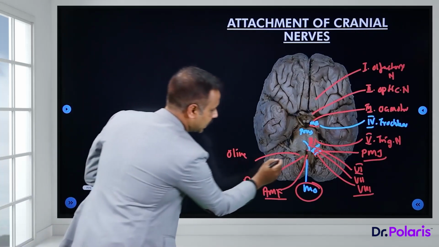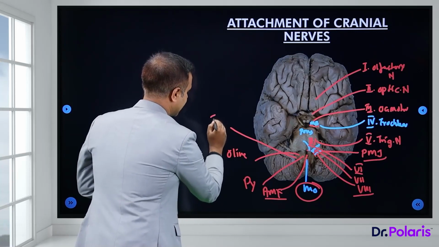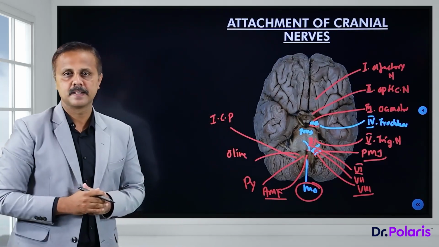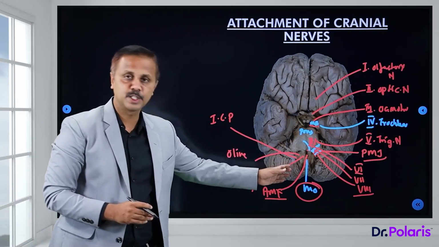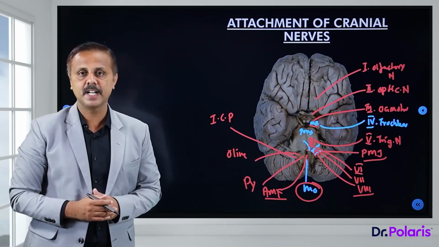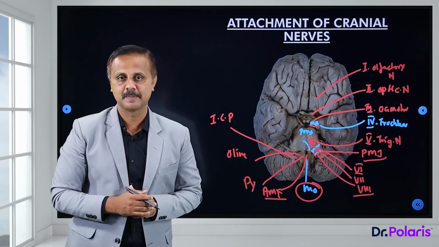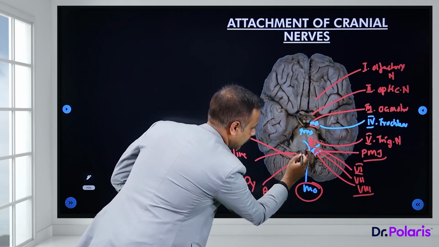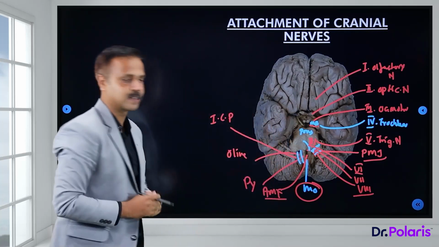Right? And lateral to the olive, we can see one more swelling, and that swelling is what we refer to as the inferior cerebellar peduncle. Right? So these are the 3 swellings which are seen in the medulla from medial to lateral. Pyramid, olive, and inferior cerebellar peduncle. Now, these are separated by 2 sulci. There is one sulcus here and there is another sulcus here.